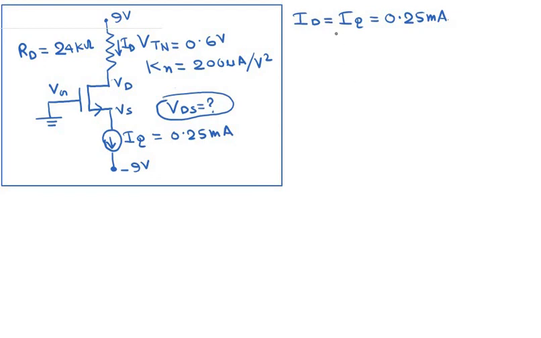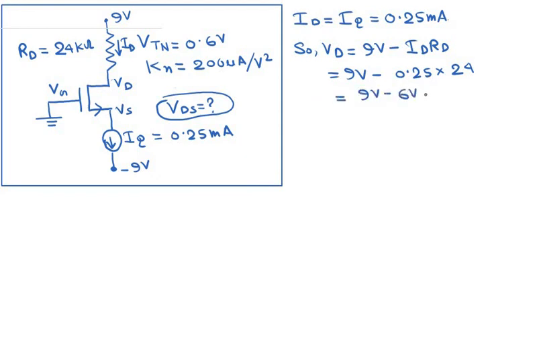So the drain voltage VD is equal to 9 volts minus the voltage drop across this resistor RD, so ID times RD. This is equal to 9 volts minus 0.25 milliamperes times 24 kilo ohms. This gives me 9 volts minus 6 volts, which is equal to 3 volts. So VD is equal to 3 volts. Now VG is at 0 volts.